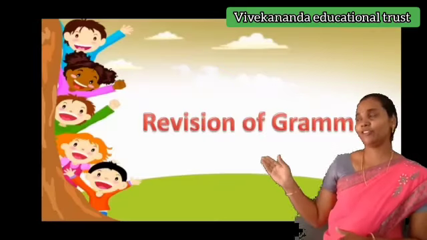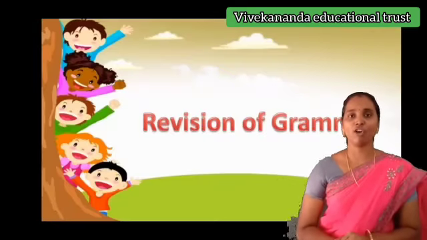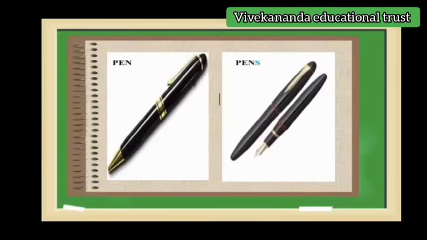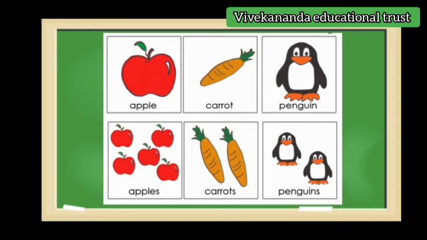Okay. Today we are going to discuss revision of grammar exercise. Yes, children, before that, let's read the words shown on the board. What do you see? A pen, pens, isn't it? Okay, next one. We can see apple, carrot, and penguin. Below that, apples, carrots, and penguins. Yes, children, what is the difference between apple and apples? Yes, children, that is what we are going to learn today.